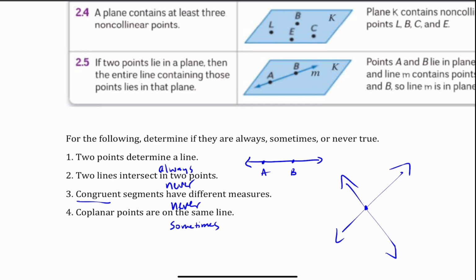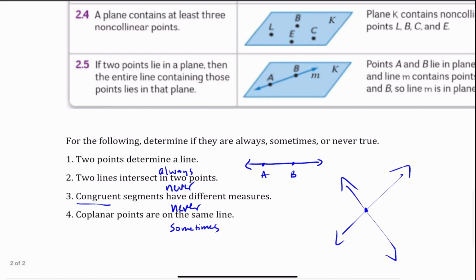So that shows an example of this being true. However, again, this is not always true because you can have coplanar points on the plane. You can have the points on the plane, however, you don't have a line. And this example over here shows that. So this is just sometimes.